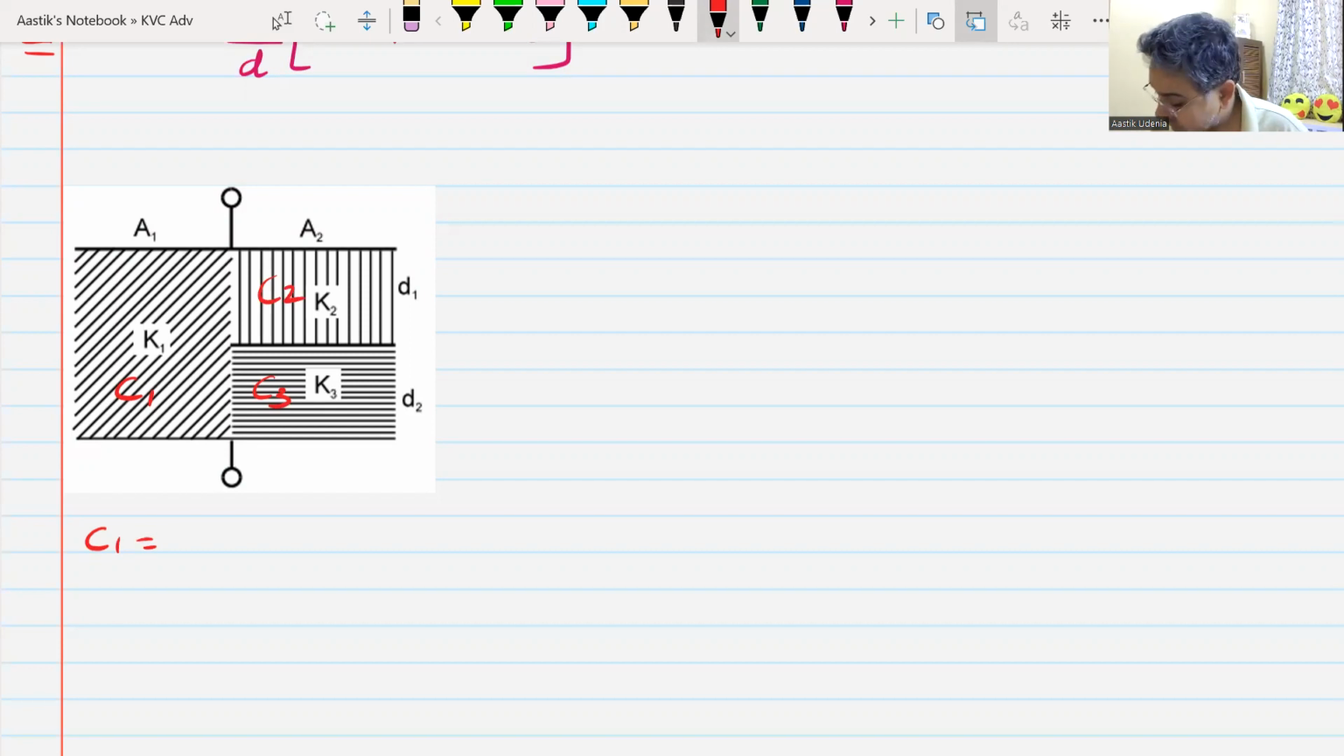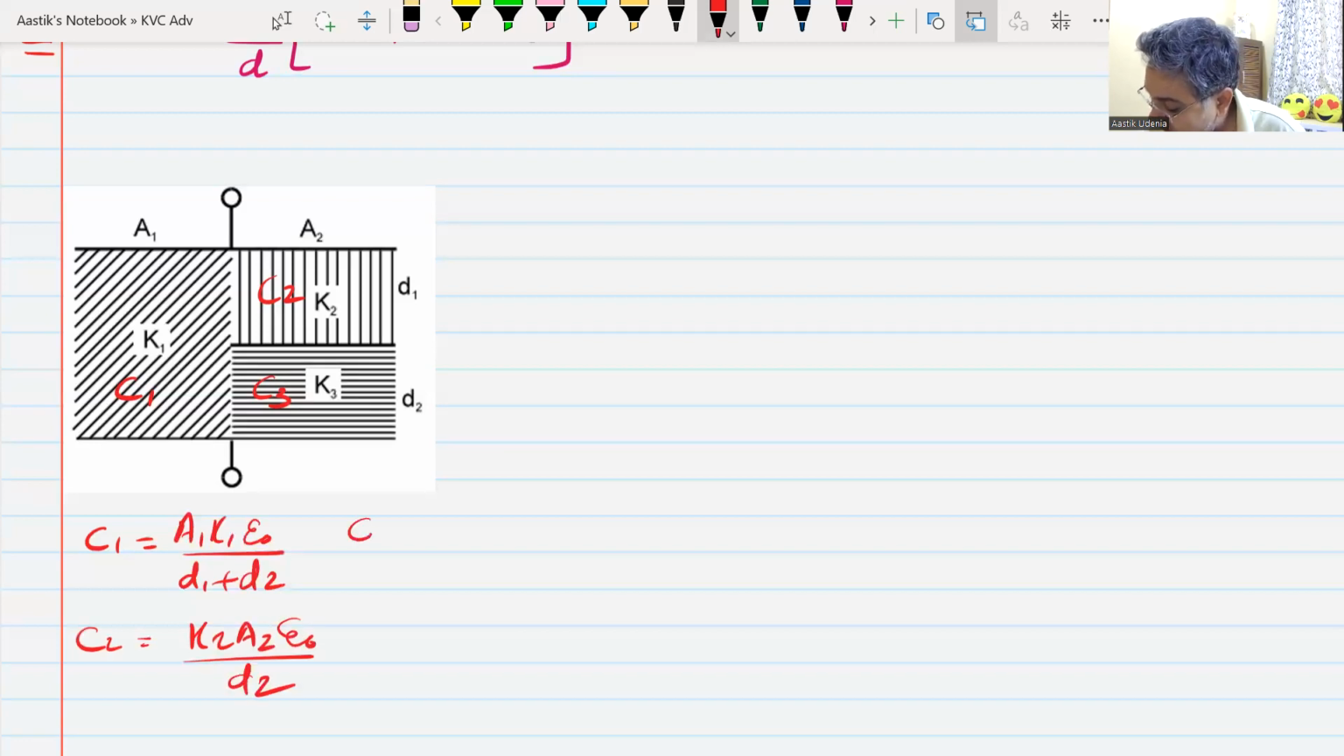K1 epsilon naught A1 by D, that is A1, K1, epsilon naught by D1 plus D2. The value of C2 will be K2, A2, epsilon naught by D2, and the value of C3 will be K3, A3, epsilon naught by D3. Do we understand this? Yes, sir.